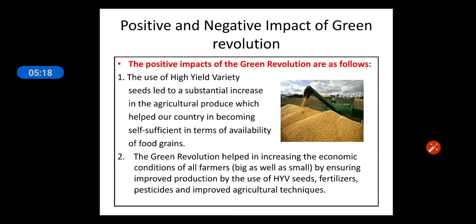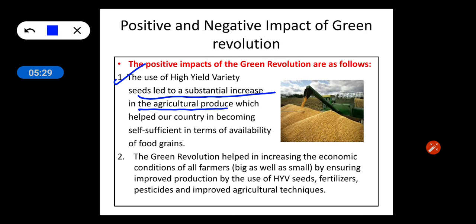Now, positive impact. Number one, HYV seeds lead to a substantial increase in agricultural produce, and it helped India become self-sufficient in terms of food grain. Number two, the green revolution helped farmers to improve their economic conditions. The farmer can sell their product in the market, which leads to generation of income and hence improvement in economic conditions. So these are the benefits or the positive impact of the green revolution.